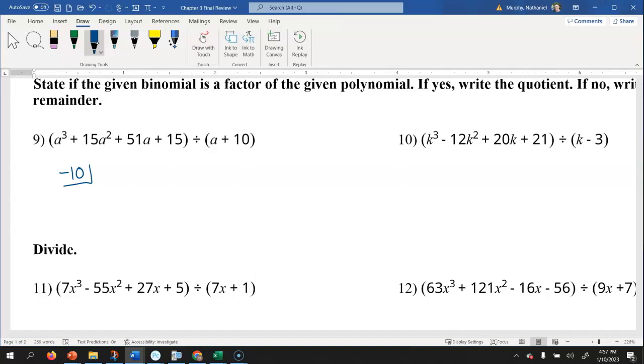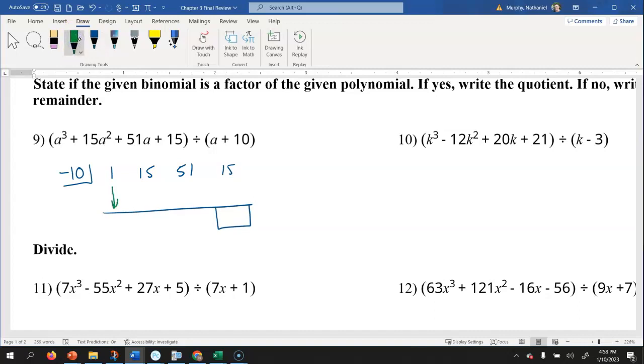All right, so the first thing we want to remember is, do we have all the terms represented? So we have a 3, 2, 1, and then no a's at all, so that is good. If we had any of them missing, like if we didn't have the 51a here, we'd want to put a 0a in there to hold that position. But all of them are represented, so we don't worry about that. All right, now we're just going to list out the coefficients. 1, 15, 51, and 15 again. And we're going to draw this line, put a basket down there to catch our remainder.